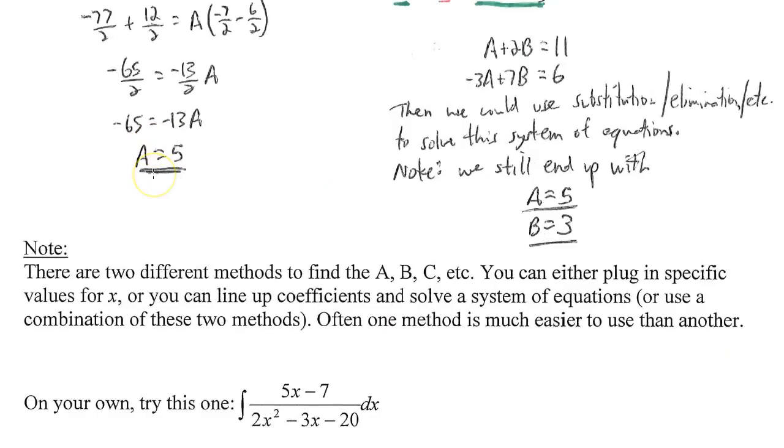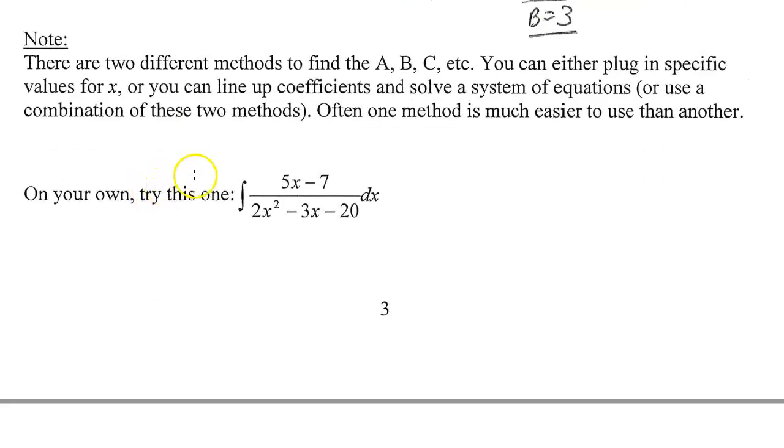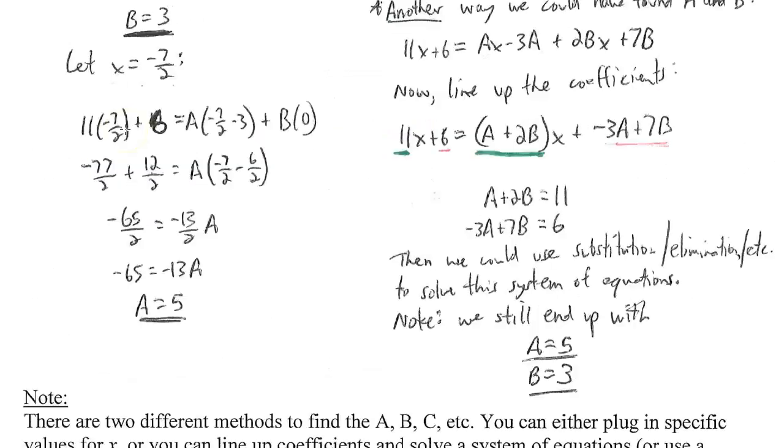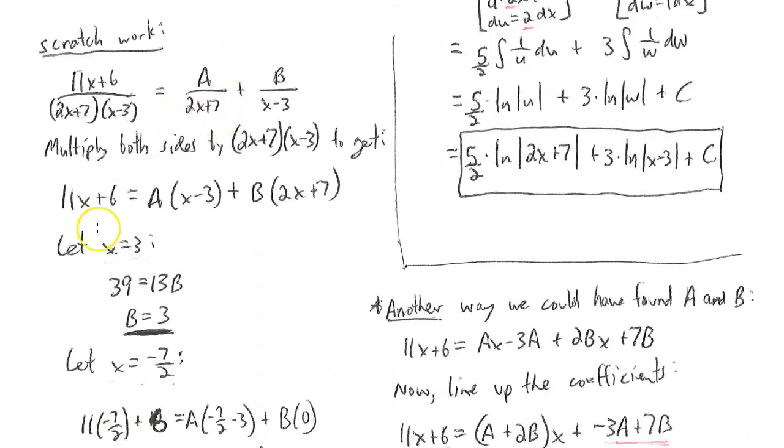Okay, now, so I mentioned here there are 2 different methods for finding the a and the b and the c and so forth. So we might have more than just a and b. There might be a, b, c, etc. So you can either plug in specific values for x, chosen wisely, right? We chose these values of x wisely.